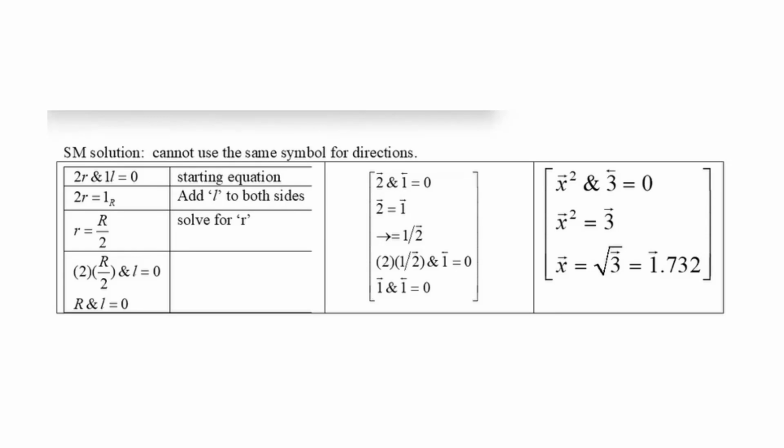And so with x squared and 3 in the opposite direction, all you do is the math, and it comes out that the x has to be 1.732 squared to make it come out to 0.